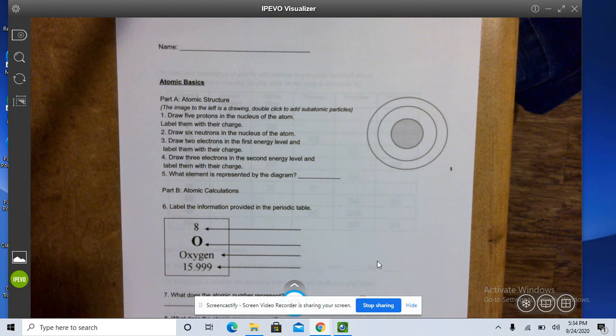Hi, it's Mrs. Smith, and I'm just going to do a quick little overview on understanding atomic structure. This worksheet that you see in front of me is one that some of you might have had a little bit of difficulty with. So what I'm actually going to do is skip down to part B.